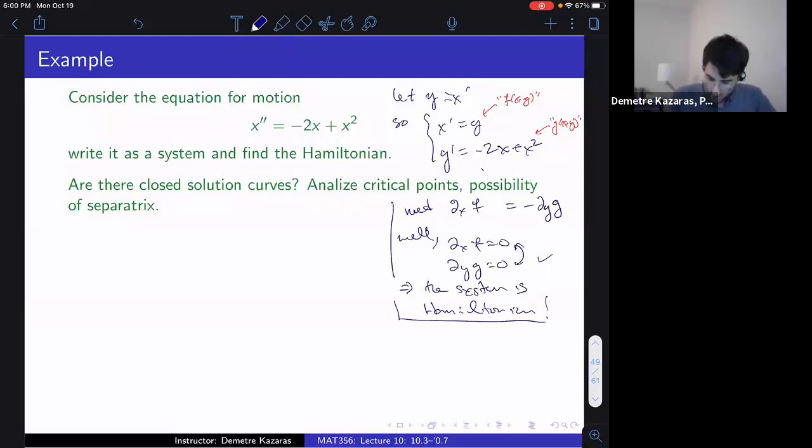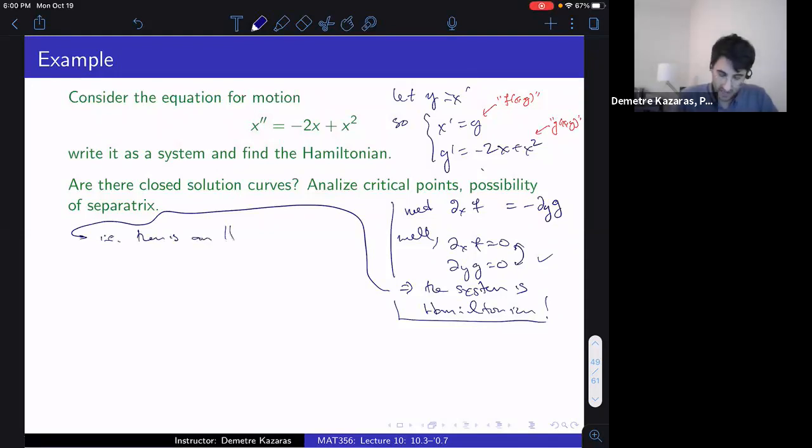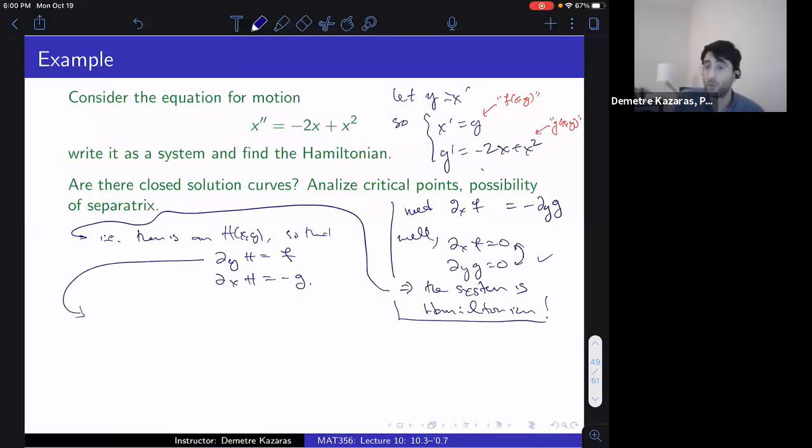Okay, so now we want to actually find what H is. So just remember what it means for a system to be Hamiltonian. There is an H, a function of two variables, so that the y derivative of H is f, and the x derivative of H is minus g. That's what it means to be Hamiltonian. So let's take one of these and start integrating and figuring out what H is.